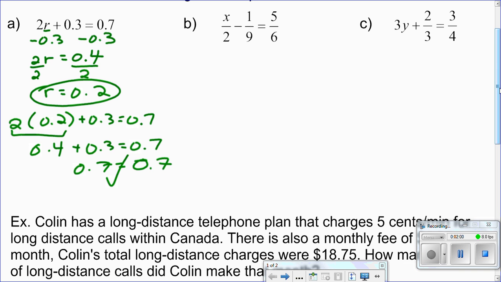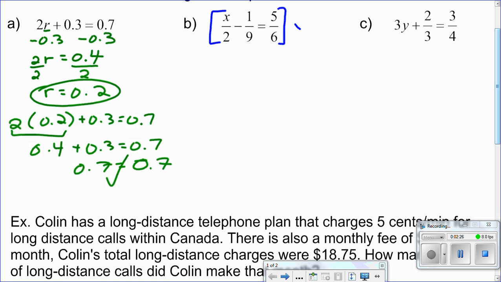Okay, second example. When I look at this example, I realize that 1/9 and 5/6, those do not make nice decimals when I divide them. They don't terminate. So I need to find a number that if I counted by 2, or if I counted by 9, if I counted by 6, so a multiple of those three numbers that I can multiply by. So the first multiple that I come across is 19.